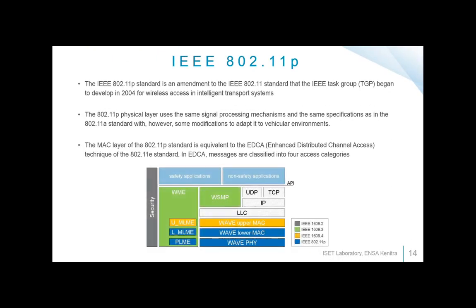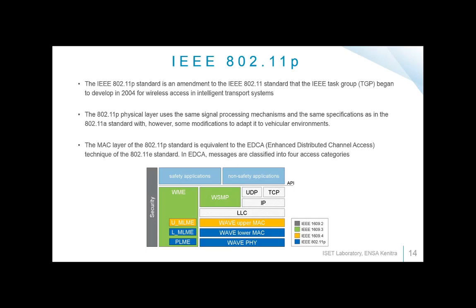Now, the IEEE 802.11p. The IEEE 802.11p standard is an amendment to the IEEE 802.11 standards that the IEEE Task Group TGp began to develop in 2004 for wireless access in intelligent transport systems. The IEEE 802.11p physical layer uses the same signal processing mechanism and the same specification as in the 802.11a standard, with however some modification to adapt it to the vehicular environment.